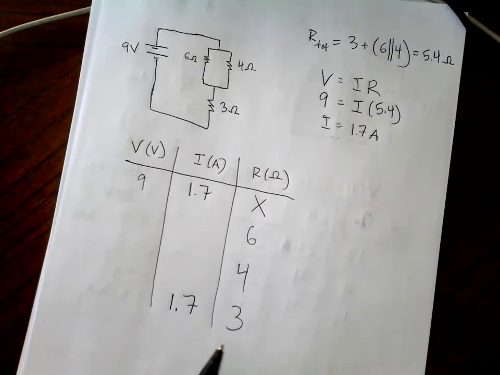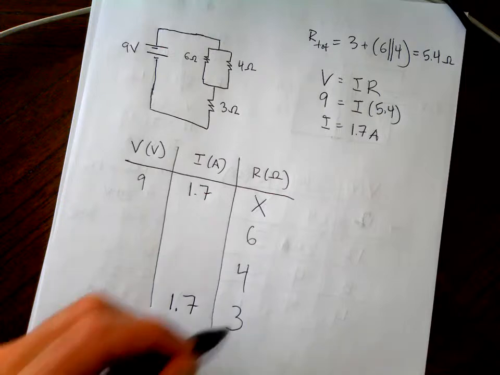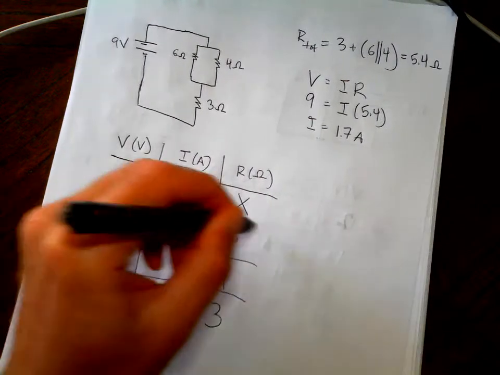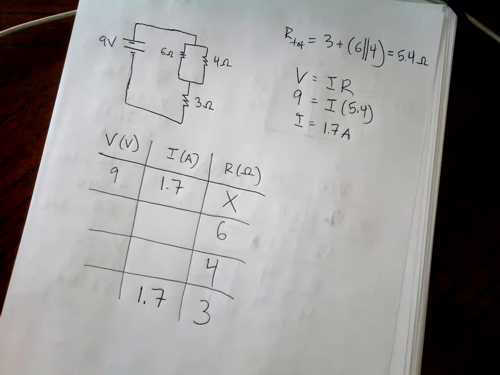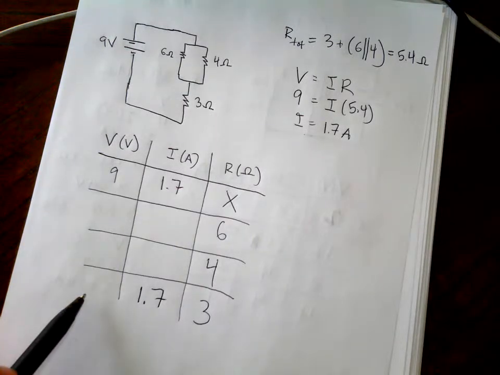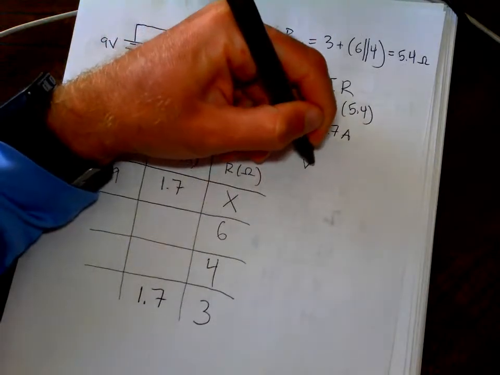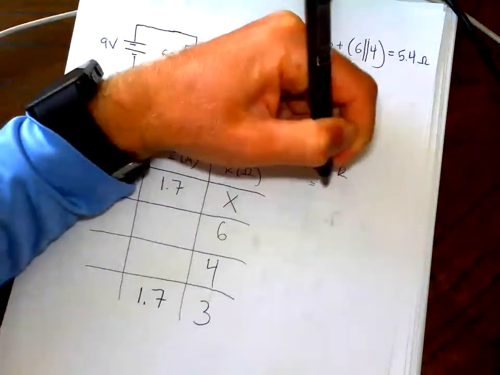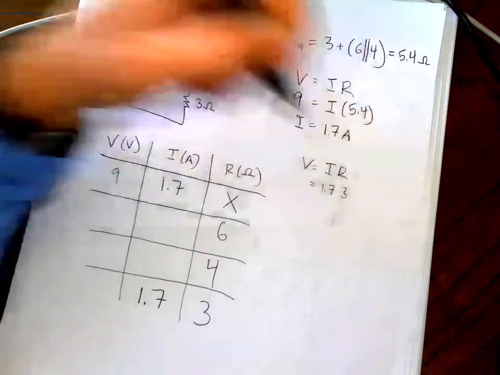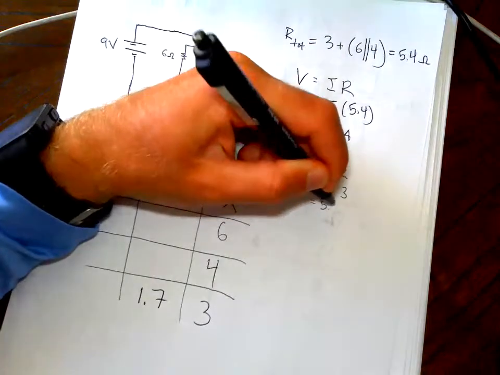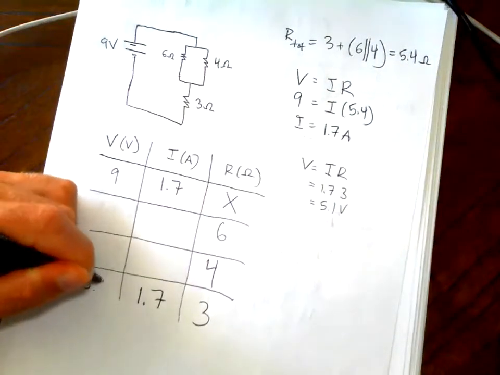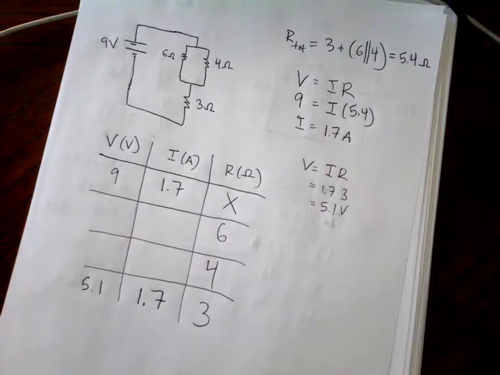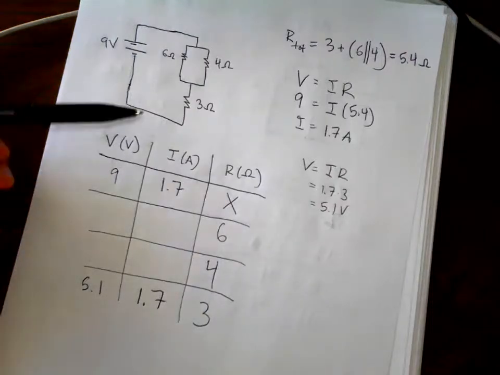Now I know two numbers in a row. So I can get the third number using Ohm's law. V equals I times R. So V equals 1.7 times 3. So that is what, 5.1 volts. This would be 5.1 volts. All right. So there's a 5.1 volt drop across this resistor.